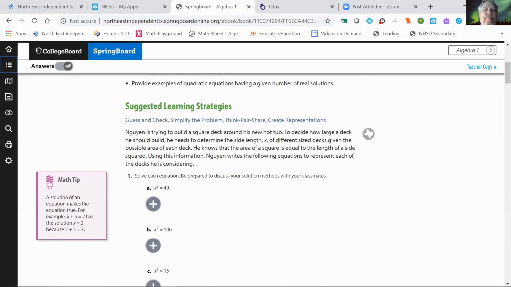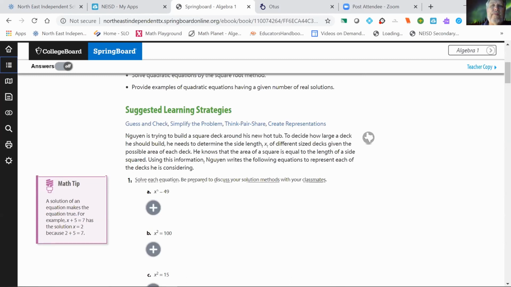Item number 1A. x squared equals 49. So we're looking for the possible answers that would make this true. The number that you can square to get 49 is going to be x equals 7 and x equals negative 7. Because when x is equal to 7, 7 times 7 is positive 49. When x is equal to negative 7, then negative 7 times negative 7 is also positive 49.